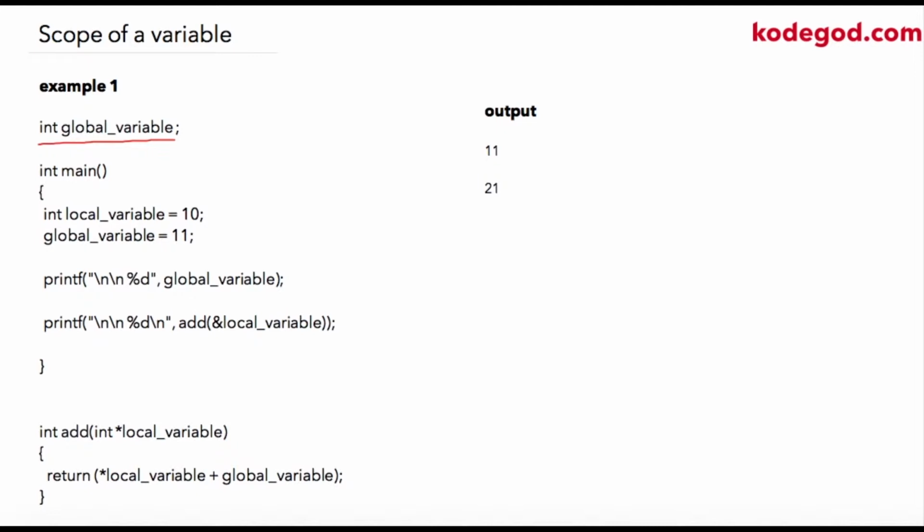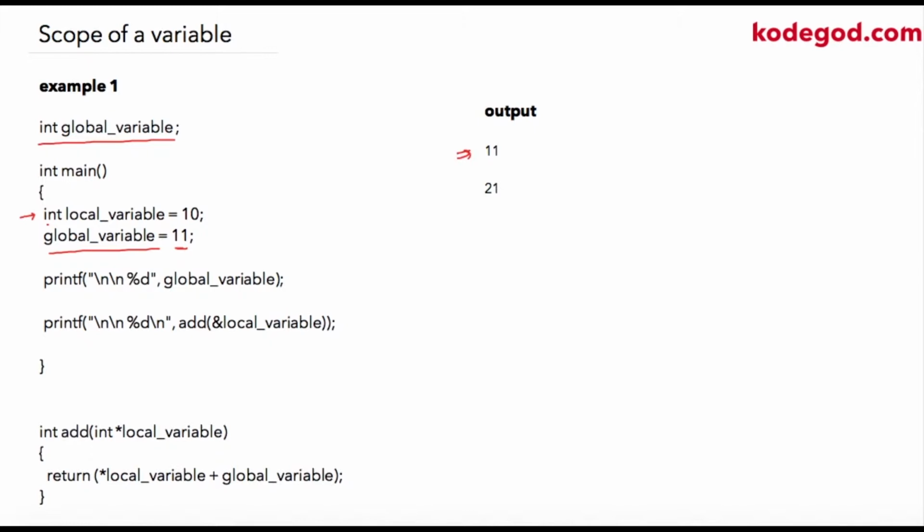Now, inside of your main function, I am declaring a local variable, initializing it to 10. Then I am assigning 11 to global variable. So at this point, local variable is holding 10 and global variable is holding 11. In the next statement, I am simply displaying global variable. So compiler will display 11 on the output screen.